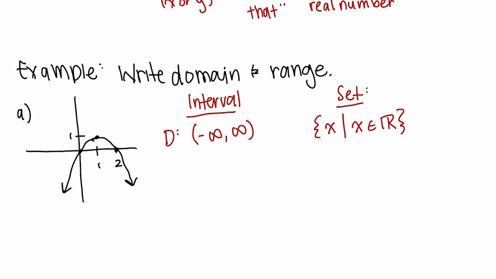Any questions on the domain? And then for the range, for this one though, it goes down forever, but does it go up forever? No. So for my range, it does start at negative infinity, but it's going to stop at that 1 because we do actually have a point there. I'm going to do a square bracket.